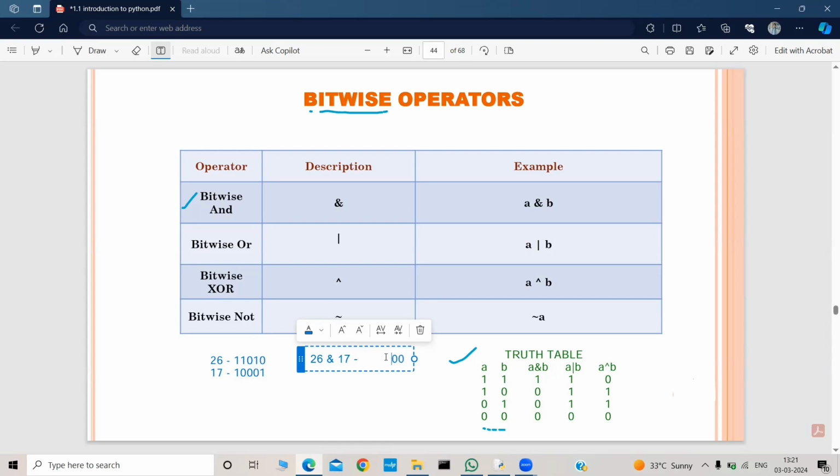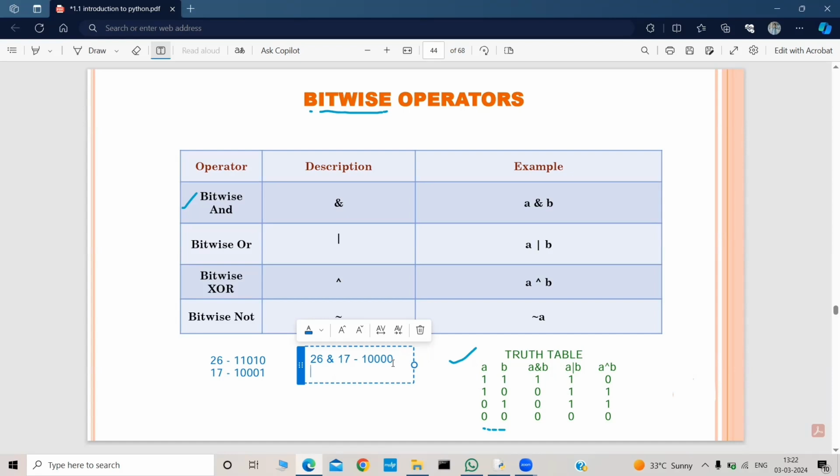And 0 and 0, of course 0. And 1 and 0, this was 0. And 1 and 1, that was 1. This is the result of 26 bitwise and 17.